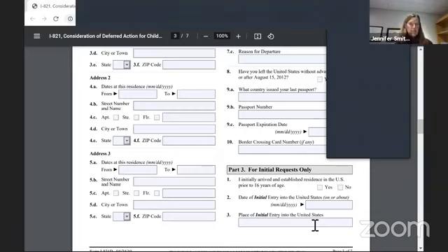So McAllen, Texas, for example, or El Paso, or whatever.